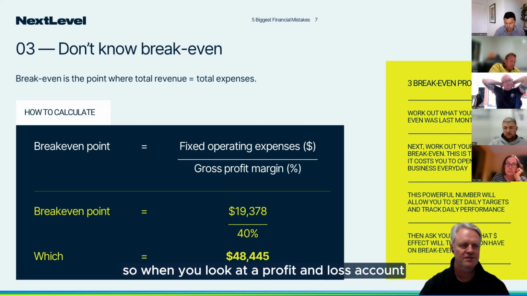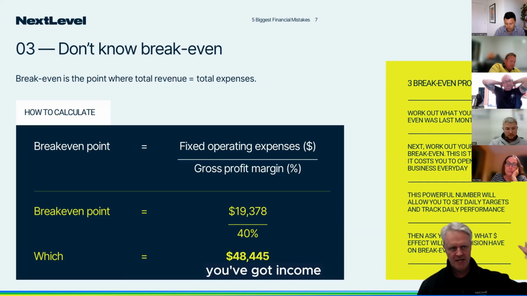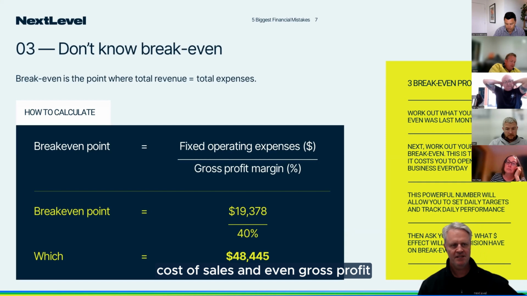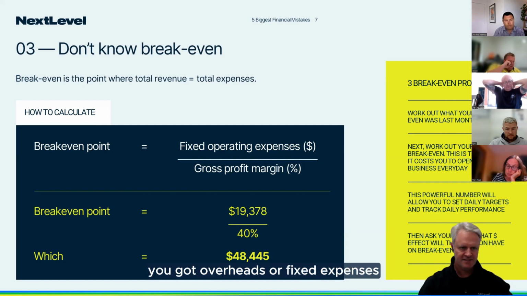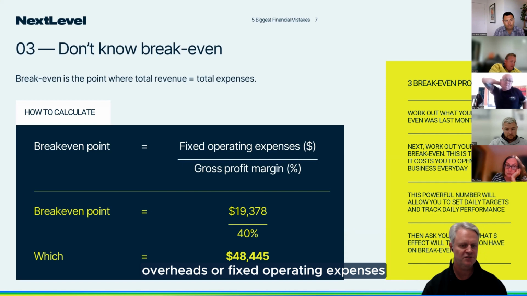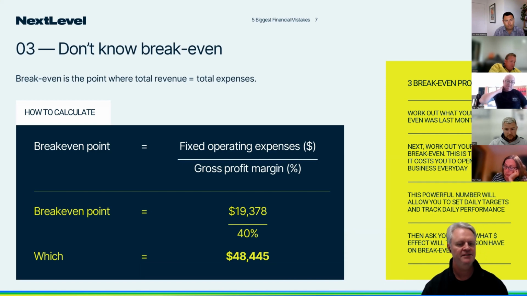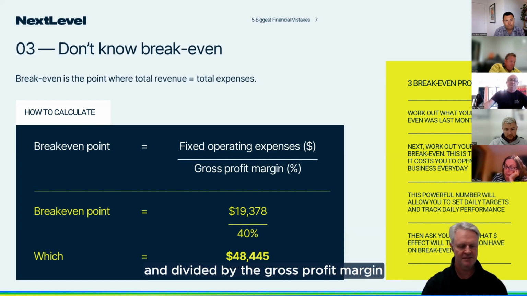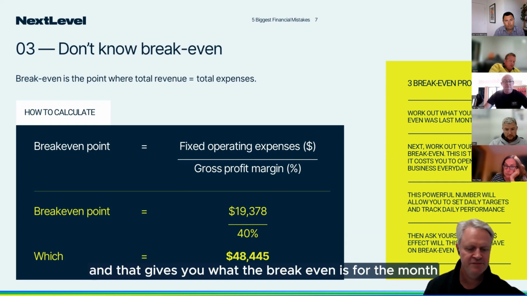So when you look at a profit and loss account, you've got income, cost of sales, and then you've got gross profit. And then underneath that, you've got overheads or fixed expenses, in other words, and that gives you a profit and loss at the bottom. So you total up the fixed overheads or fixed operating expenses and divide it by the gross profit margin. There's an example there. And that gives you what the break even is for the month.